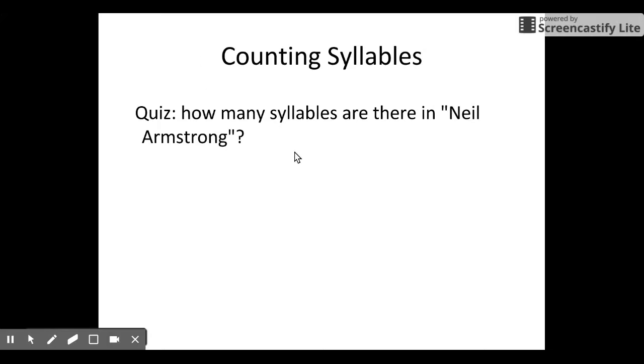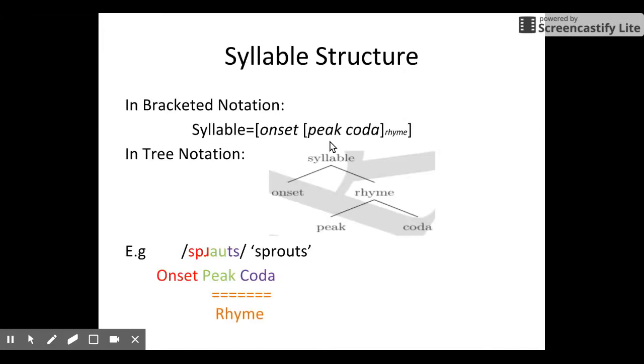And so let's try together. How many syllables are there in Neil Armstrong? So I have to open my mouth 3 times. 3 syllables. Okay. So let's talk about the structure of syllable now.